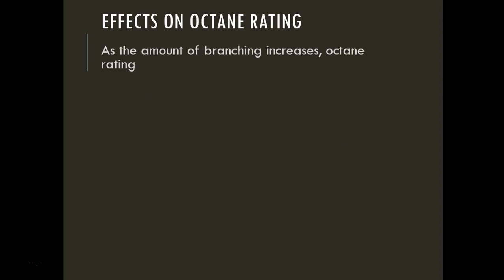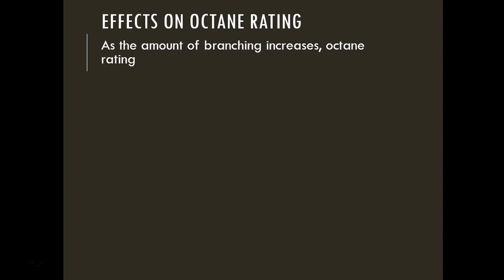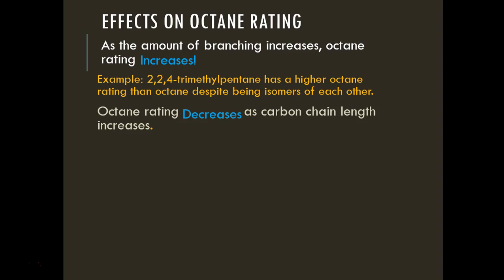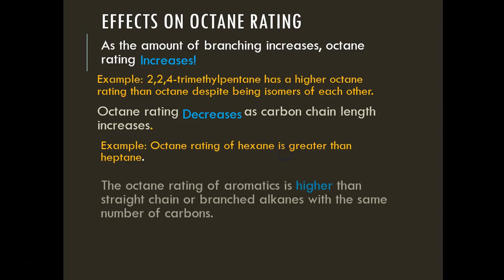So effects on octane rating. As the amount of branching increases, the octane rating will also increase. So if we have 2,2,4-trimethylpentane, it will have a higher octane rating than octane even though it's an isomer, because of the increased branching. And octane rating will decrease as the carbon chain length increases. So shorter chains will have a higher octane rating versus longer chains. So the octane rating of hexane will be greater than that of heptane.